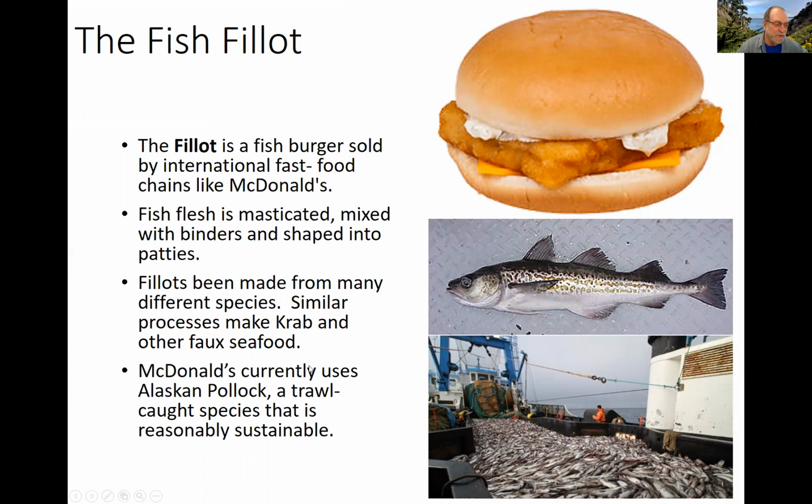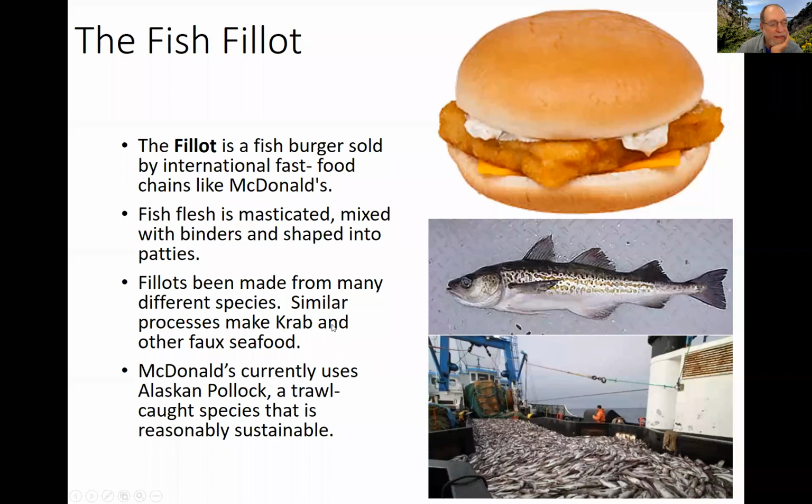So McDonald's currently uses the Alaska pollock, which is a trawl caught species. Here's a pollock. They're fairly good sized. They're also planktivores, and there are huge populations of Alaska pollock off Alaska. And so most of the fish that you're eating are actually this fish. Now, what's notable here is that if you took a pollock, it wouldn't be at all an attractive sort of fish. It's kind of soft tissued, and it's really not too palatable until it's chopped up and treated in this industrial process to make fish fillet.